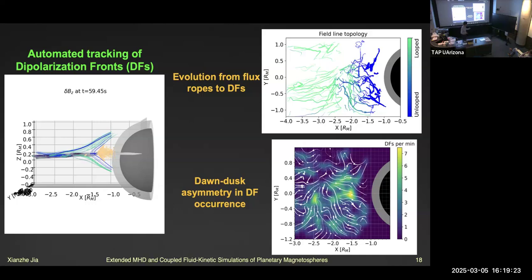So we're still trying to do more careful analysis about the numbers, trying to calculate the electron drift velocity and compare that with the velocity these DFs are moving at, and try to get a more coherent story out of this.